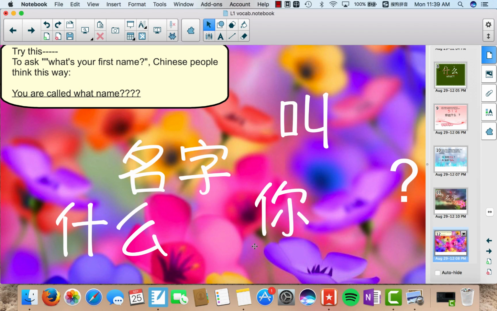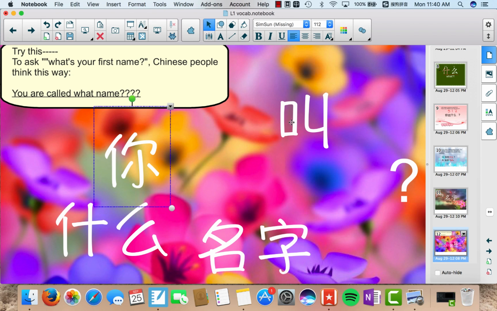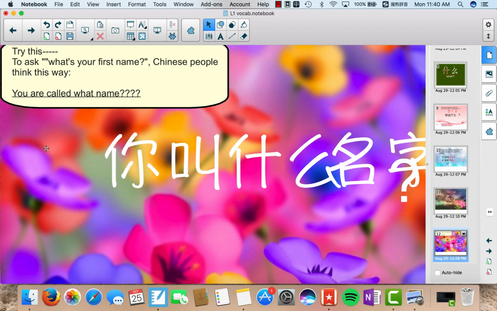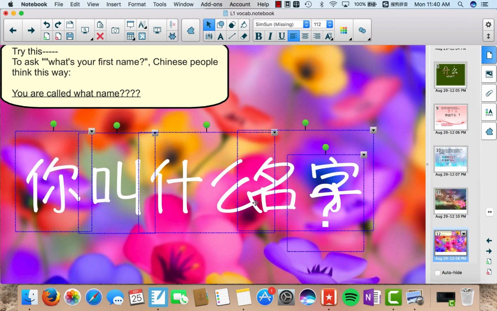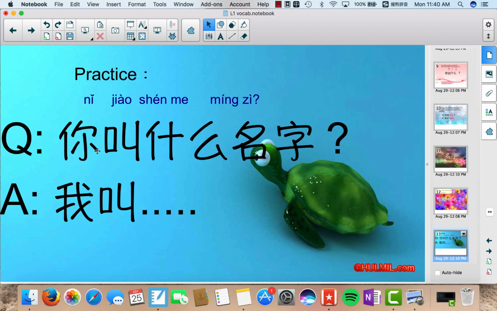Now let's try to put them in the right order. Ready? I'm going to help you. You say 你叫什么 名字. Let me put all of them a little bit to the left. 你叫什么名字. You are called what name? So let's practice. I'm going to ask you 你叫什么名字, you respond with your real name. 你叫什么名字? 我叫 Eva. 你叫什么名字? 我叫 John. Okay?